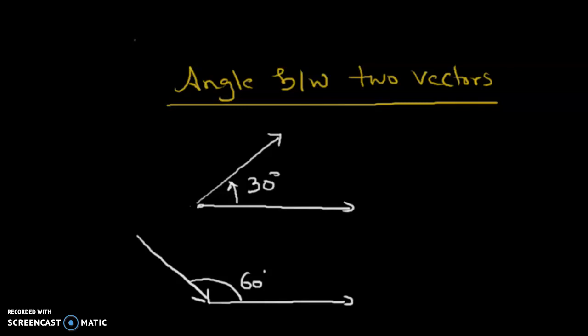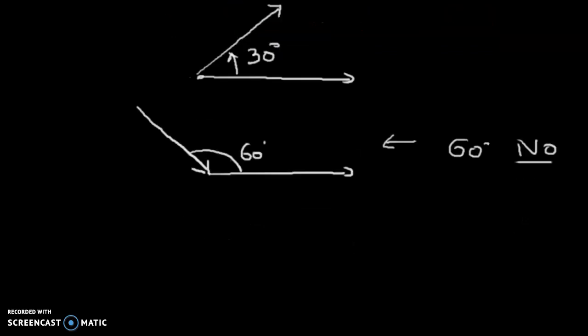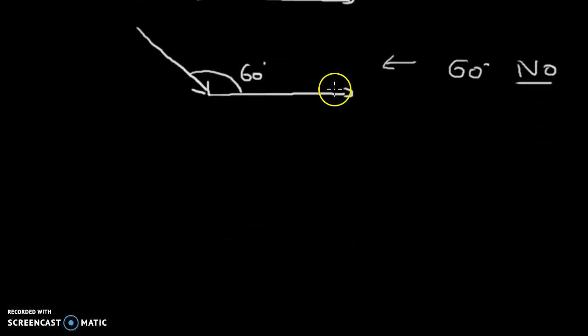So let's come to the main point. In the second case, if I ask you what would be the angle, would it be 60? Your answer would be no. Why? Because I told you that here the tail and tail are not matching, head and tail are matching.